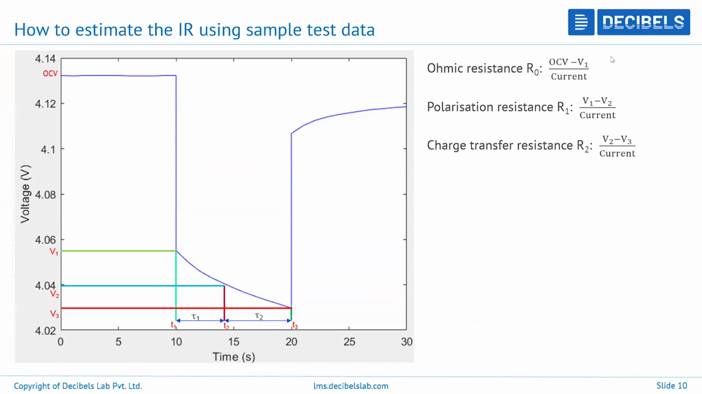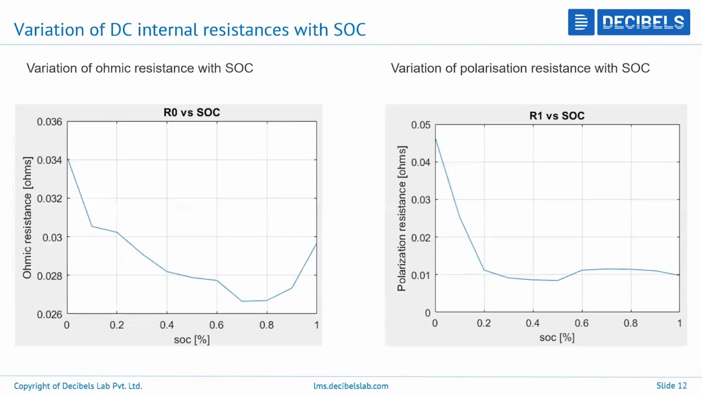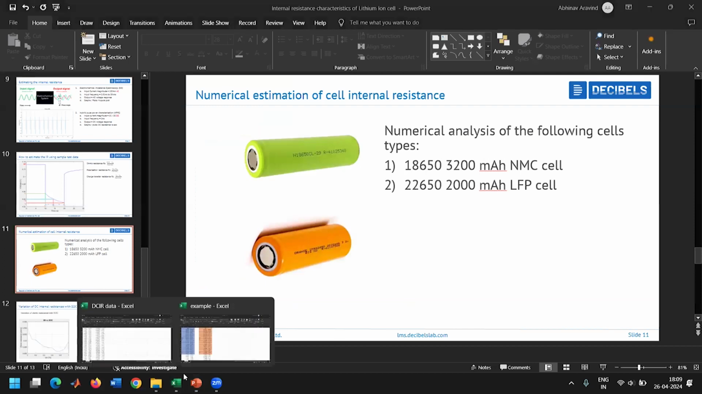And we will use these sets of equations to solve some simple numericals also. So there are two cells which we have here. One is that we'll be performing a numerical analysis on a simple NMC cell, that is nickel manganese cobalt cell. It is an 18650 format type cell. And the other one is an LFP cell, which is lithium iron phosphate cell, and it is of 22650 format. Okay, so we will now see it here.